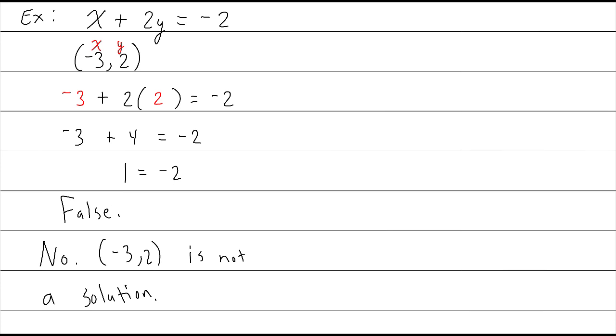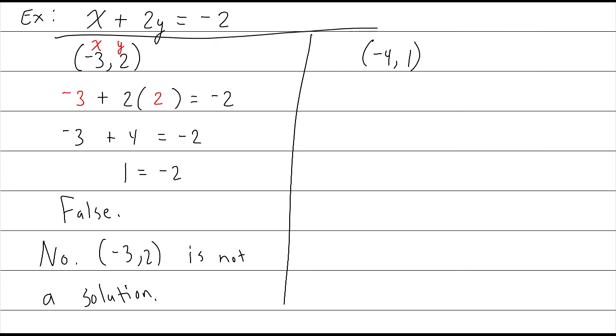Yeah, that works. Okay, so now we have -4, 1. Let's try that one instead. Okay, so again, same question. I'm just asking, does this point work for this equation? The x plus 2y equals -2. Let's use blue this time. So x and y will be in blue.